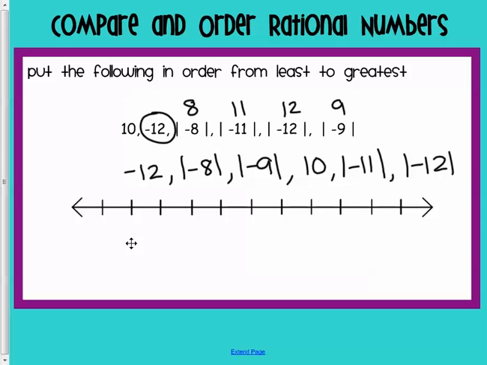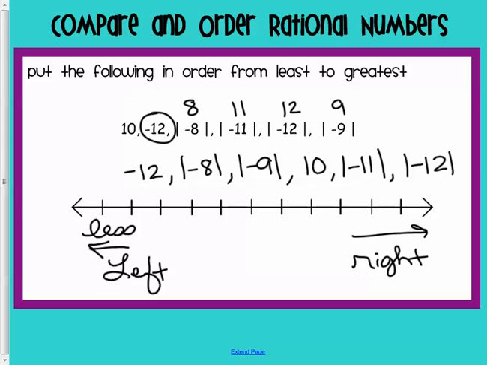So you need to remember that the further left you go on the number line, L for left, is less. The further right you go on the number line is greater.